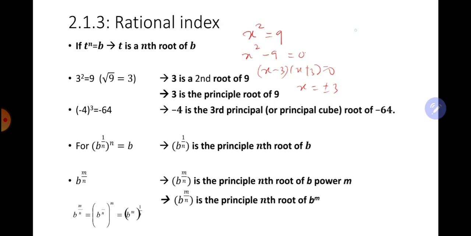Alternatively, you can also write x equals 9 power half. So we say 9 power half is the second root of 9, or square root of 9, or root 2 of 9. Now if we have b power m over n, we say this is the nth root of b power m. Note that b power m over n is equivalent to b power 1 over n, power m, or you can rewrite this as b power m, power of 1 over n.